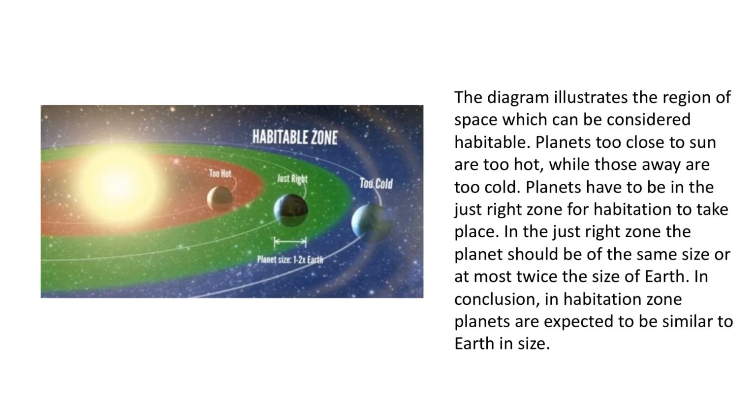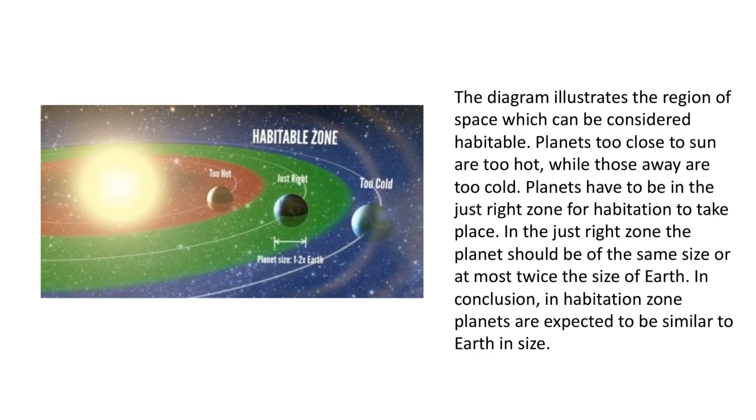Now this is somewhat of a simpler image. Yes, I would call it simple because there are only a few things written, which you have to pay attention to. The first thing is, as you can see, this looks like planets and a space diagram, and the title is Habitable Zone. Now it means where life can exist. So the zone or the area in space where life can exist. So we can say the introduction, The diagram illustrates the region of space which can be considered habitable.